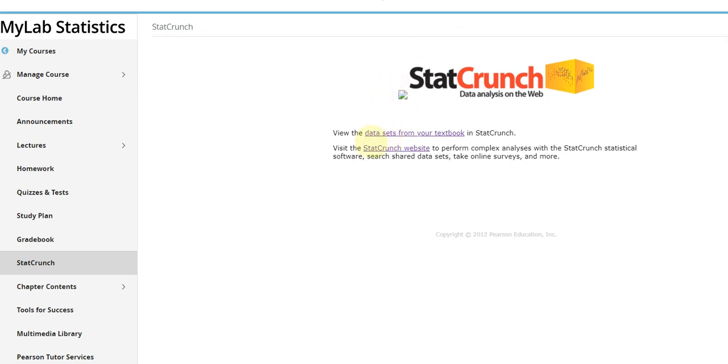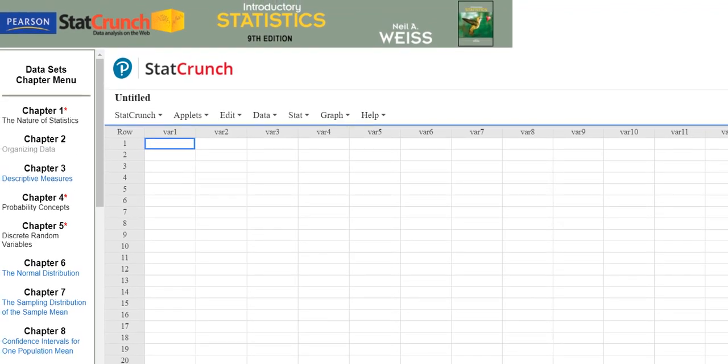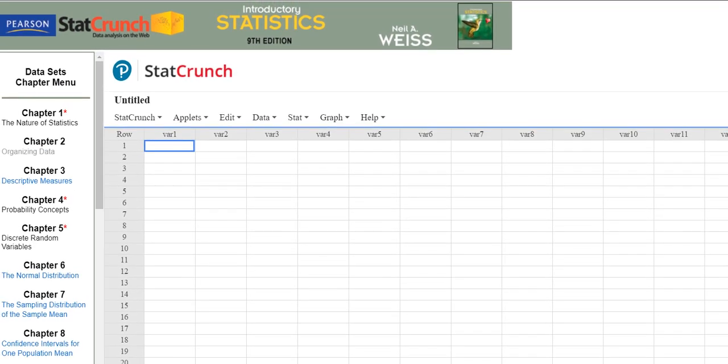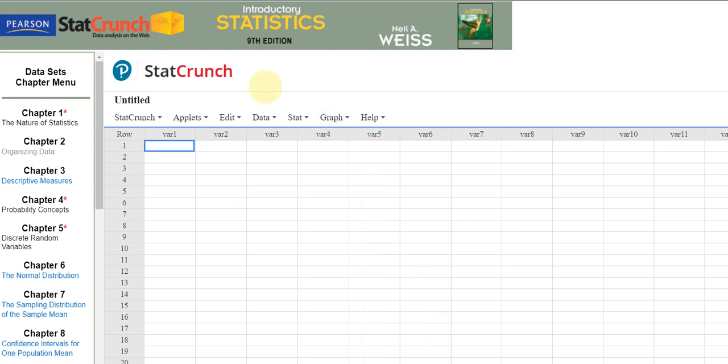Okay, I'm going to take back what I did, and let me X this out. Alright, so I like to access it using the data sets from my book. Look at this. When you click on it, it bypasses all of that stuff. It goes directly to StatCrunch. This is the image of the textbook that we have, and we're good. I already showed you a little bit about StatCrunch in my orientation video, but now we're actually going to do things with it.